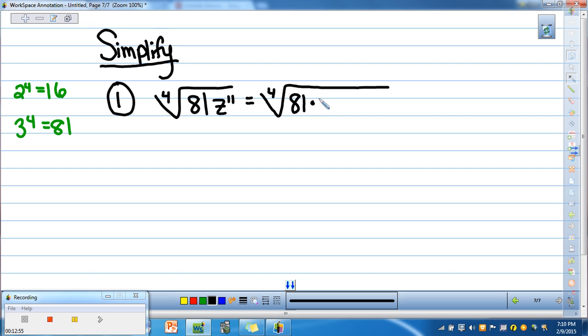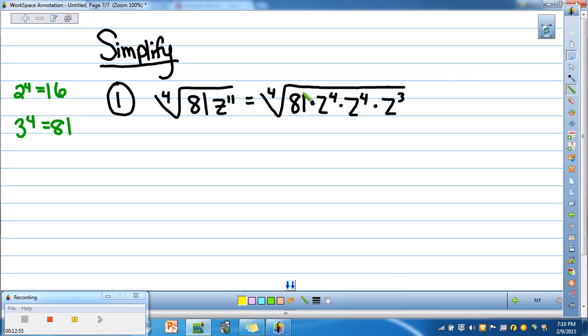Z to the 11th can be written as z to the 4th times z to the 4th times z to the 3rd. We are writing these as z to the 4th because those are perfect 4ths. Notice how 4 z's plus 4 z's and another 3 z's make up 11 z's. Remember that we want to add the exponents, and it should equal 11. So I'm going to highlight the pieces that are perfect 4ths.